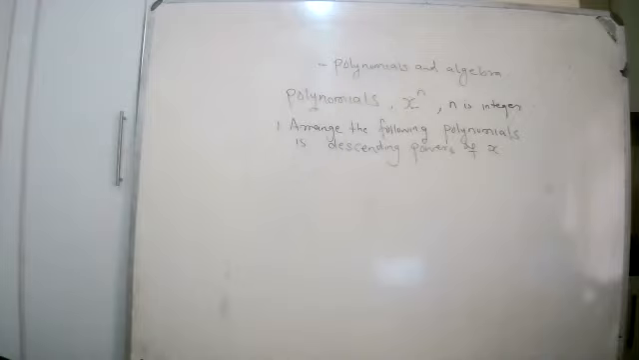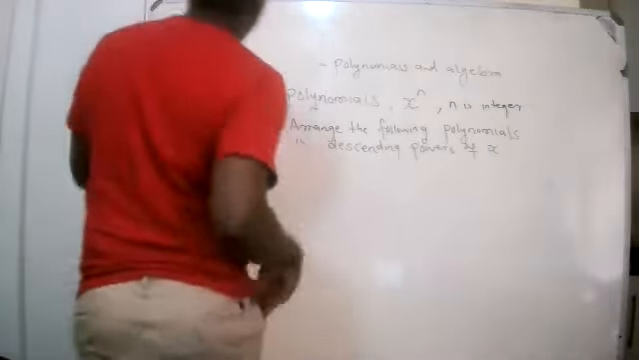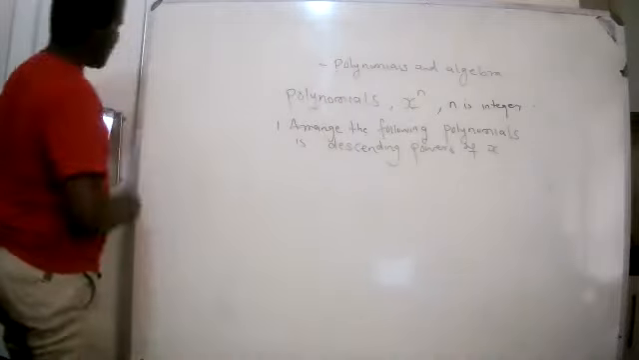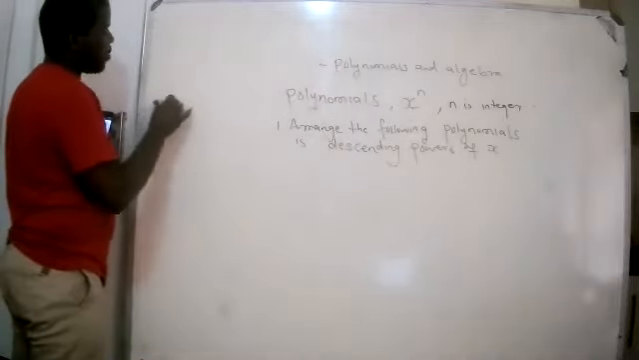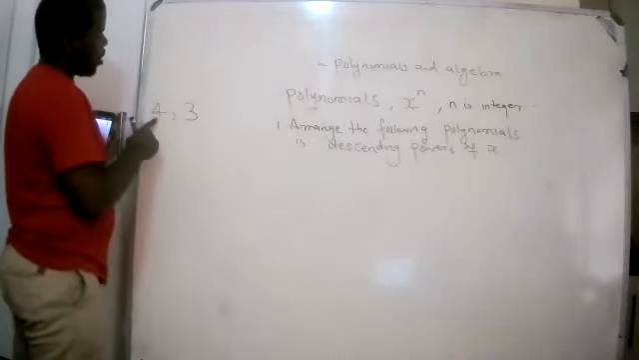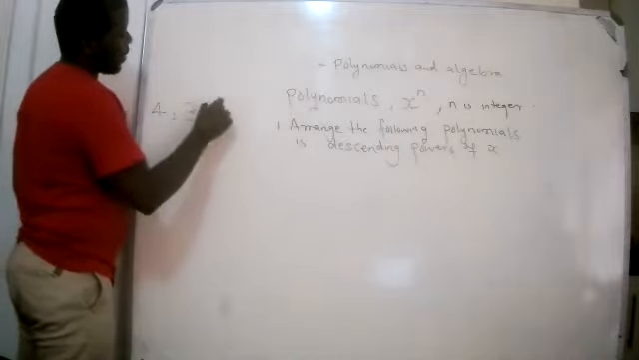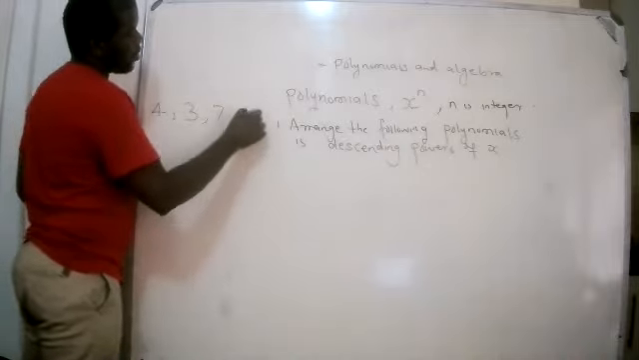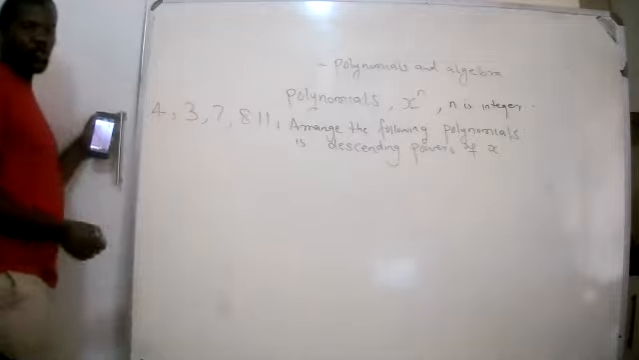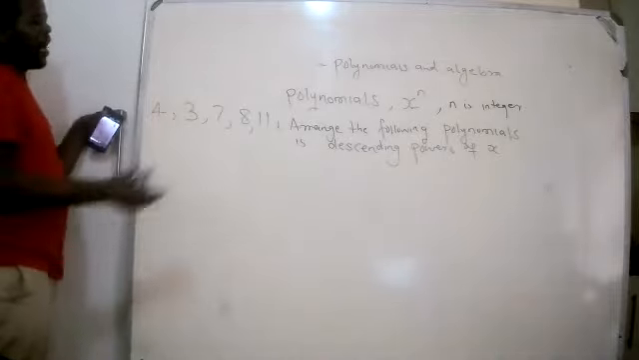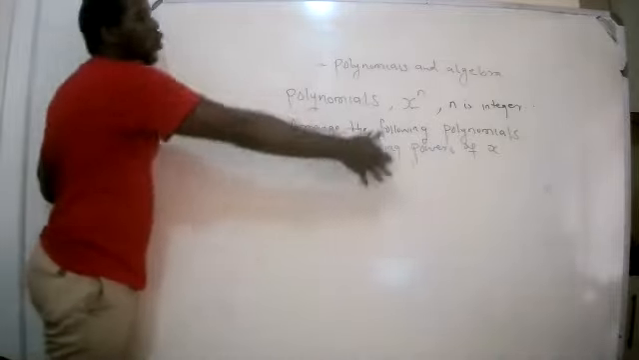Any idea? That we must arrange from the biggest to the smallest. Very true. We are going to arrange from the biggest to the smallest. Let me just give an example. Let's say we are given numbers instead. We're given 4, 3, -7, 8, 11. And we are told to arrange these numbers according to the descending order.